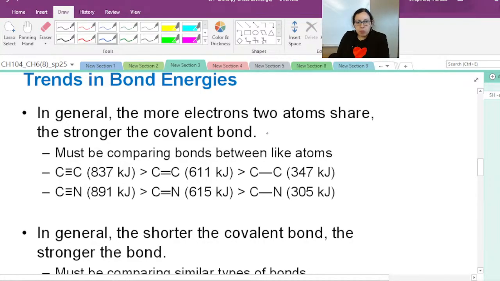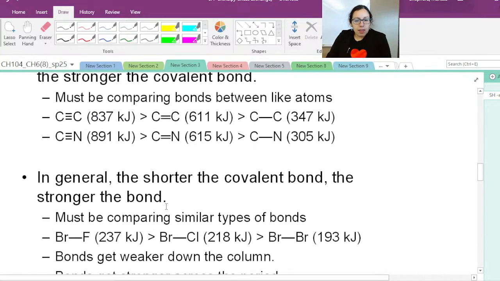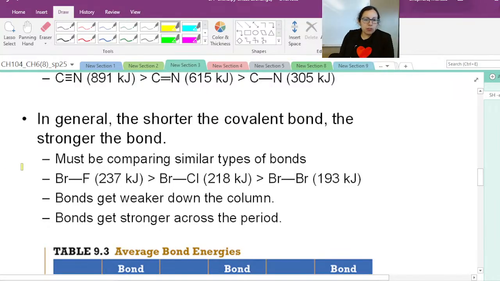Of course, the more electrons they share, the stronger the bond. This just highlights the differences between a triple bond and a single bond. A triple bond is going to have more energy, which is expected. Then, the shorter the bond, the stronger the bond, typically. This holds true, for example, for our halogens. Bromine-bromine has some physical limitations, so it's 193 kilojoules, versus a bromine-fluorine bond. Fluorine is a little smaller, so it can be a little tighter, giving a slightly stronger bond.